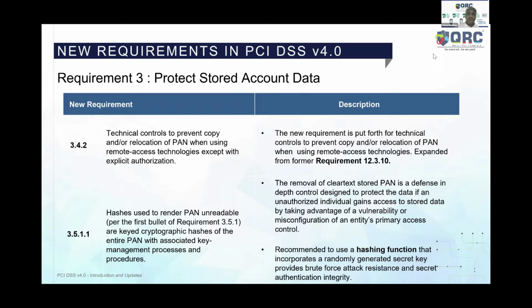Another change is that hashes used to render PAN unreadable must be of the entire PAN, with associated key management processes and procedures to be implemented. This is also a new requirement, but a little elaborated. The hashed PANs and the PANs cannot exist together, because somebody can use specific techniques to gather the clear-text PAN using these two. They have given more guidance on that.